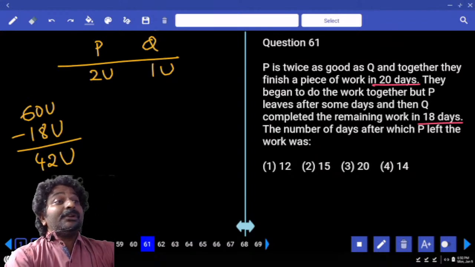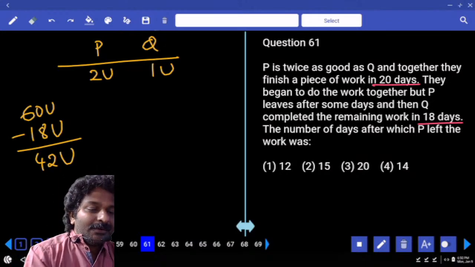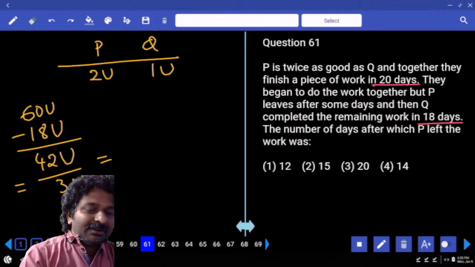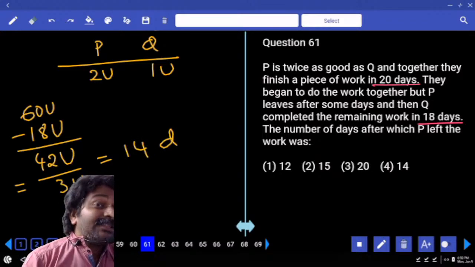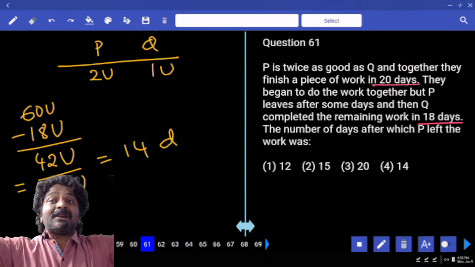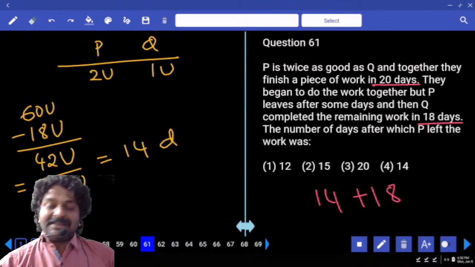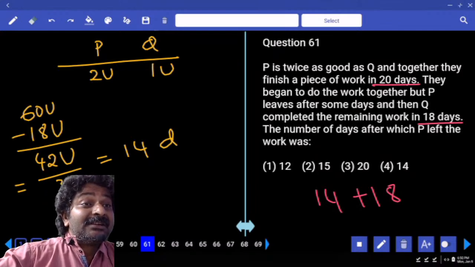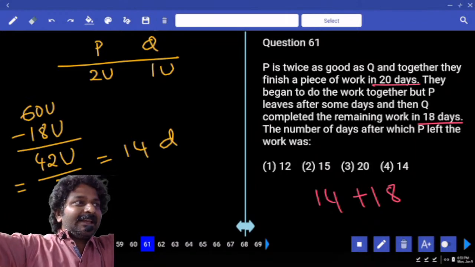So who did 42 units? Both P and Q will do 3 units of work. So number of days they take to complete 42 units is 14. That means for first 14 days, who worked? P and Q. Then P left. And then Q completed remaining work in 18. So what is total number of days to complete the work? 14 plus 18, and how many days Q worked? 32 days. Q is there from the beginning till the end, right?